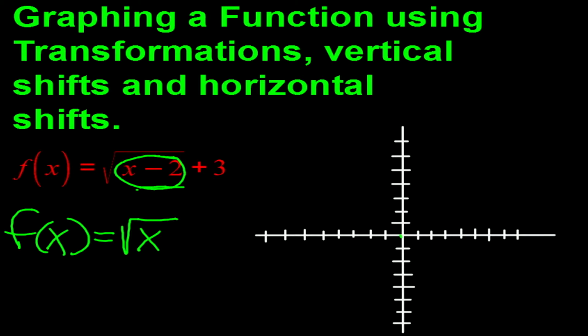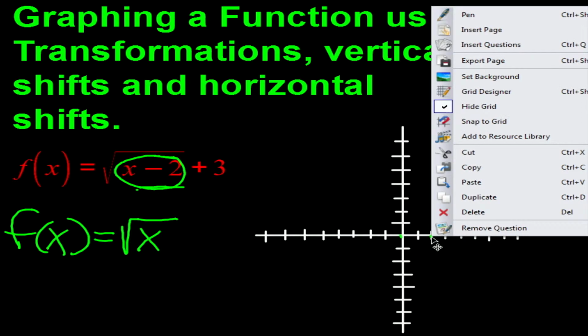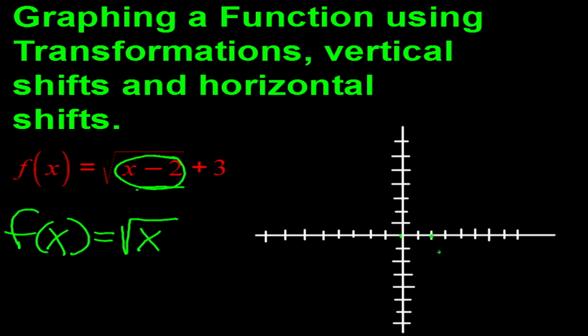When it's inside the function like this, inside the square root, it shifts it the opposite way. So instead of going left 2, we go to the right 2. So that puts our beginning here versus on the origin. And so the graph would actually look something like this. Okay, so we take it one little piece at a time.